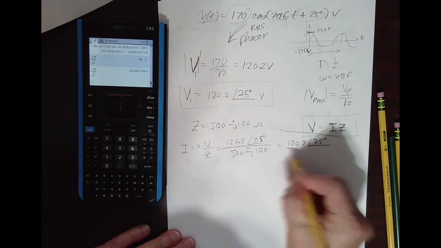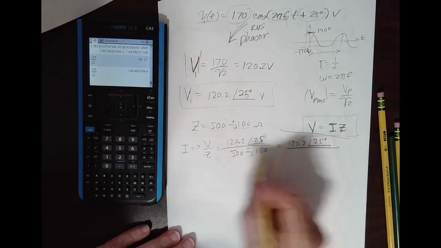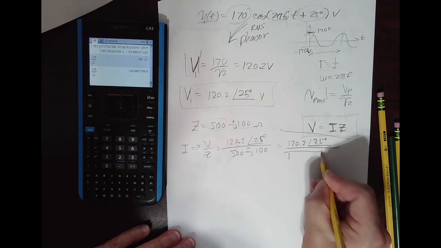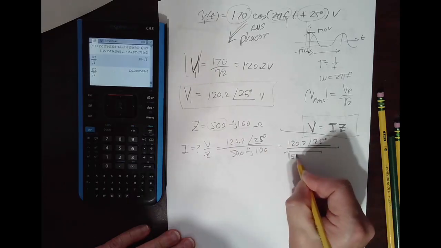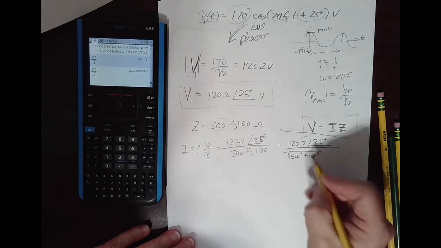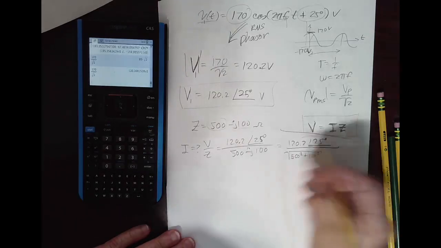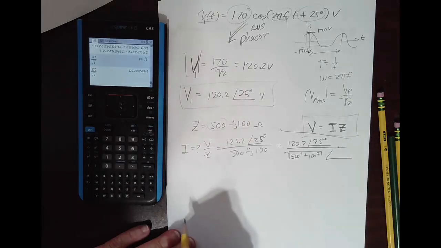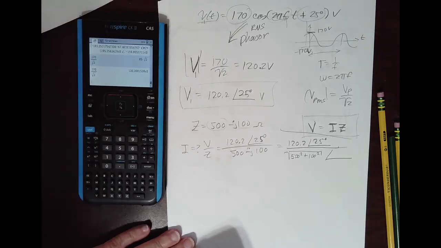For multiplying and dividing, we want polar form. The V is already in polar form; we want Z in polar form. What's the magnitude of a polar form number? Square root of the sum of the squares. So the magnitude is the square root of 500 squared plus negative 100 squared. Hopefully you can do the negative going out in your head.